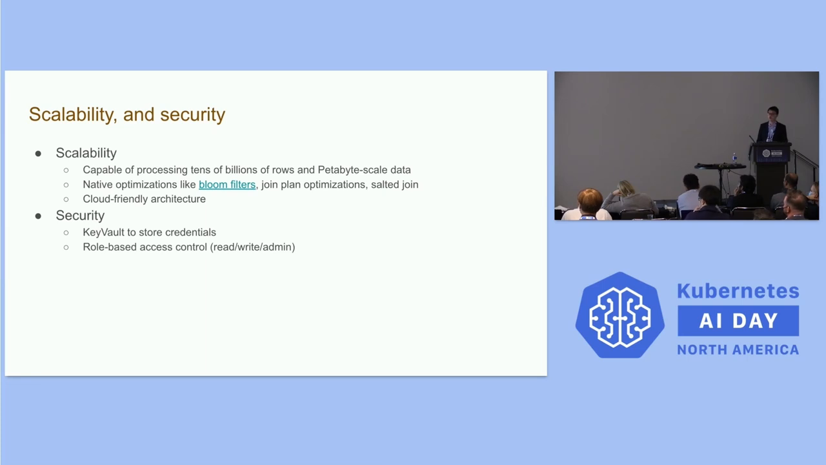So we invest our time on scalability. At LinkedIn, our scale is pretty huge. We find that if we don't do any scalability optimization, it's pretty hard to complete the job to create a training data set. Sometimes it runs for many, many days, and sometimes it even doesn't finish. So we have invested a lot to make processing tens of billions of rows and petabyte scale data possible. We build native optimizations like Bloom filters, join plan optimizations, and the sorted join to make that possible. Also, we have a cloud-friendly architecture where each individual component can scale out as it needs.